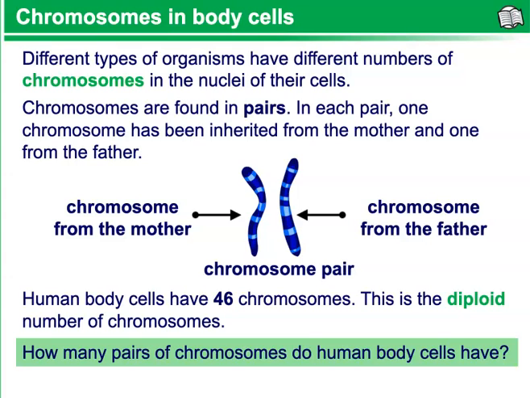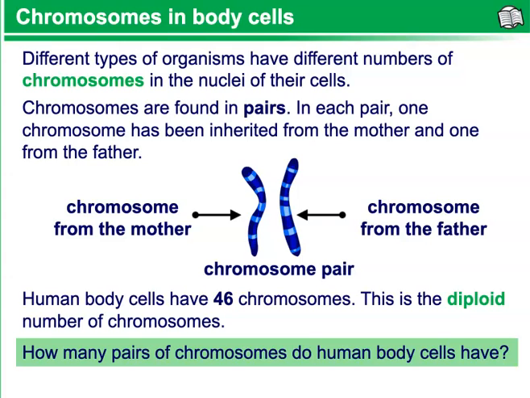Chromosomes in body cells. Different types of organisms have different numbers of chromosomes in the nuclei of their cells. Chromosomes are found in pairs. In each pair, one chromosome has been inherited from the mother and one from the father. Human body cells have 46 chromosomes. This is the diploid number of chromosomes.